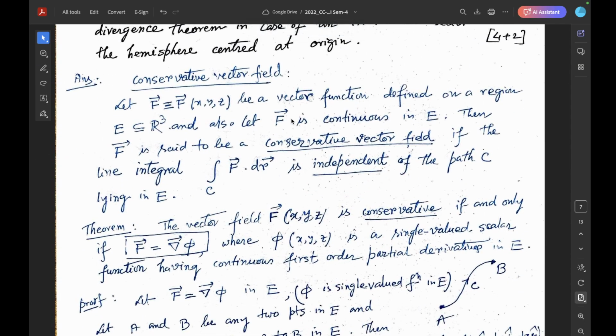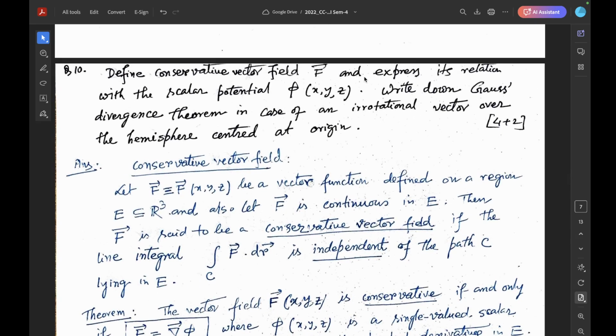Conservative vector field. Let F vector be a vector function of x, y, z defined on a region E, a subset of R3, the Euclidean space, and also let F vector be continuous in E. Then F vector is said to be a conservative vector field if the line integral over C of F vector dot dr vector is independent of the path C lying in E.